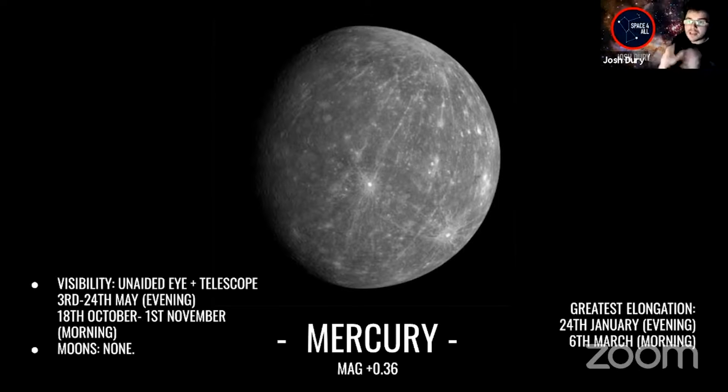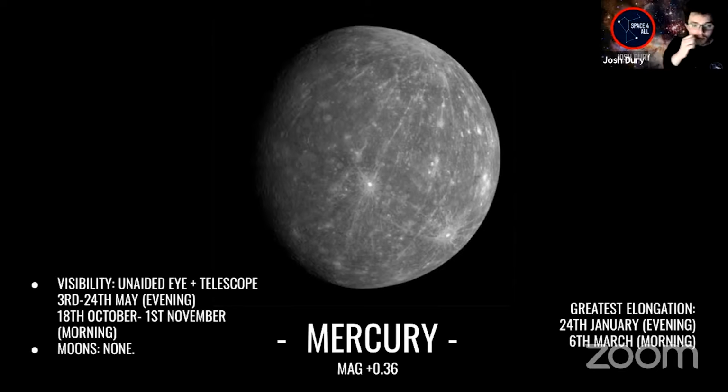So what I have done, as you guys can see in the lower left of your screens, is I have made a note of some dates of when you are able to best see the planets of the solar system this year. So if you guys want to take a look and try and have a look for these objects, then now is a good time to have a look.